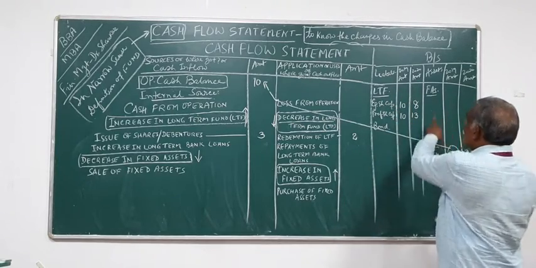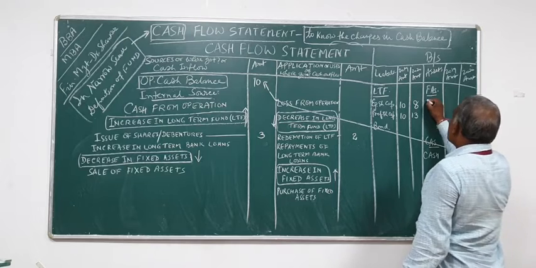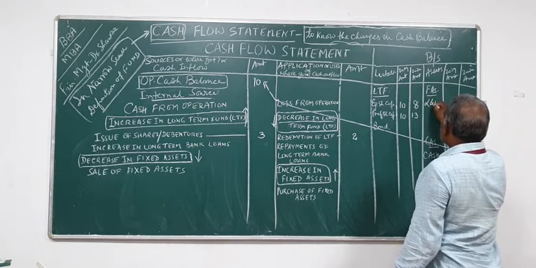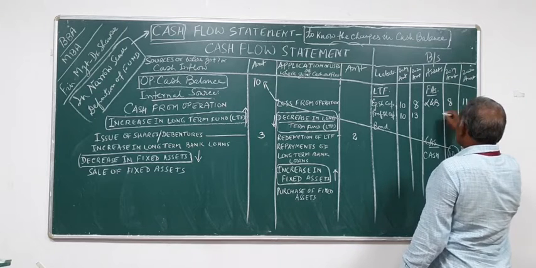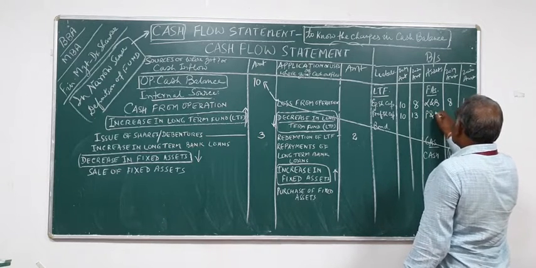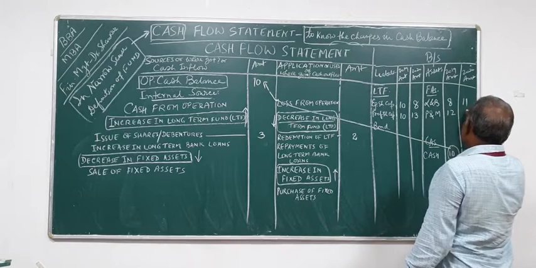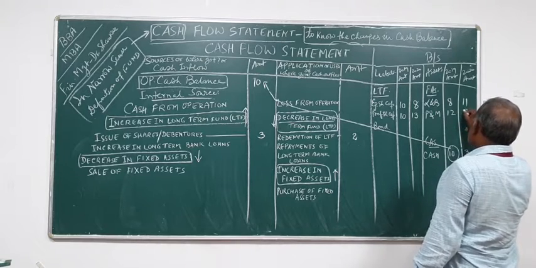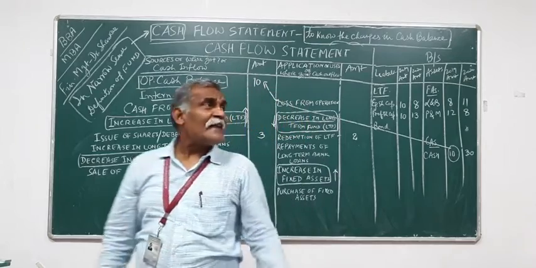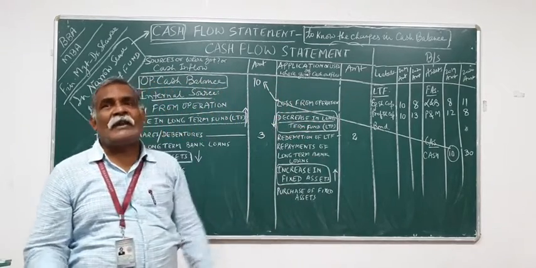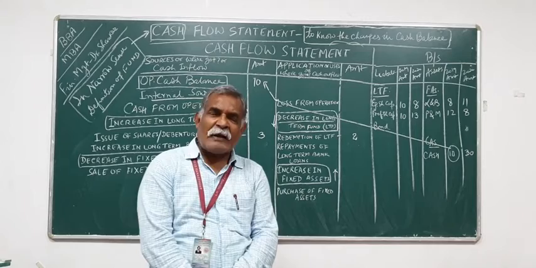Now you see the fixed assets. Fixed assets, suppose land and building, 8 to 11, and plant and machinery, suppose 12 to 8. Now you tell me, land and building is increasing from 8 to 11. What does it mean? It becomes source or application?